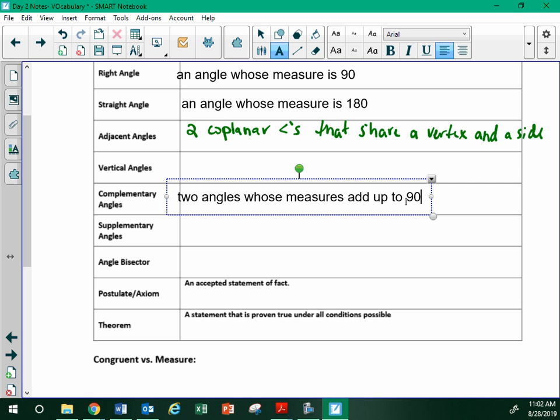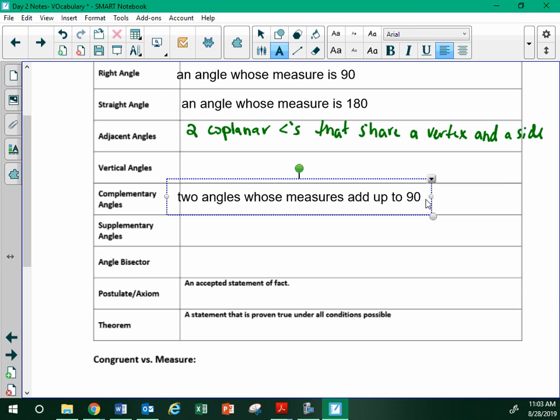Now I heard some good vocabulary out there. I heard linear pairs. Do complementary angles need to be adjacent? Do they need to share a side? Give me thumbs up if you think yes, thumbs down if you think no. Do complementary angles have to share a side? The answer is actually no. We just need two angles whose measures add up to be 90. They don't have to actually share a side. Most of the time when we talk about them and draw pictures of them, we have them share a side, right? But they don't actually have to. So I want to make sure we make that distinction. So two angles whose measures add up to be 90.